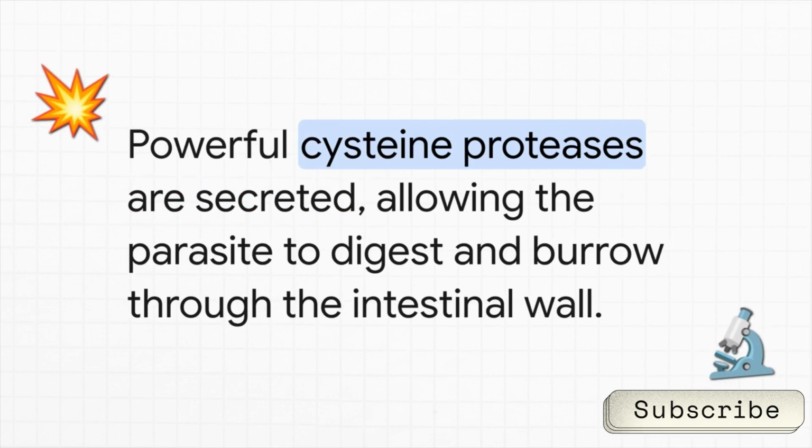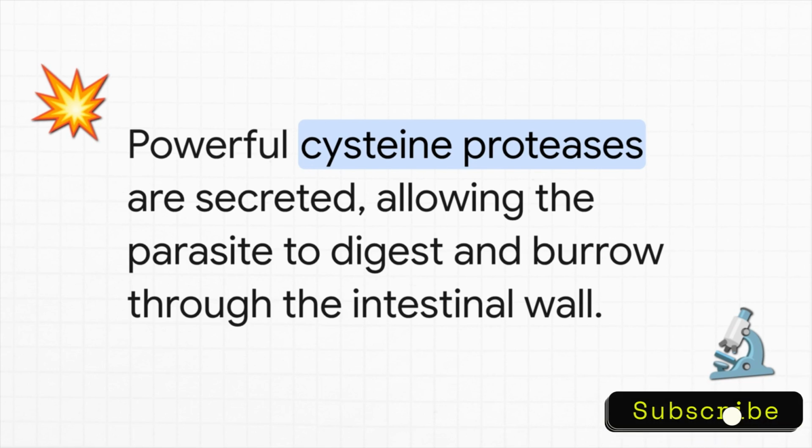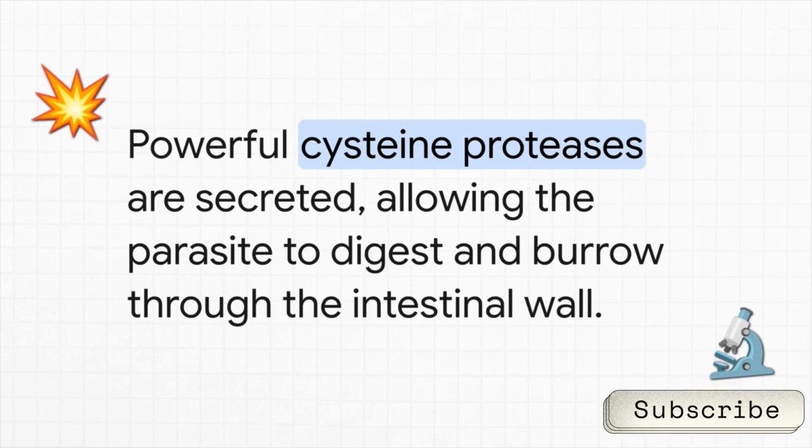But just attaching isn't enough for these guys. Oh no. Once they're latched on, they start releasing these powerful enzymes, things like cysteine proteases, and these enzymes literally start to digest the intestinal wall. It's pretty brutal. This allows them to burrow deep into the tissue, and this is what creates those classic flask-shaped ulcers you hear about with intestinal amoebiasis.